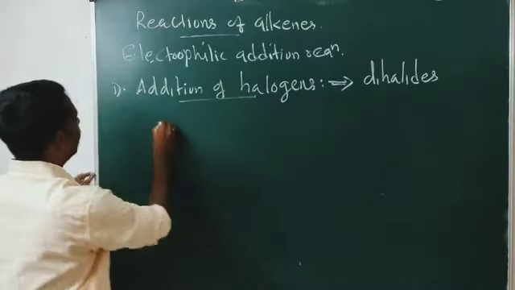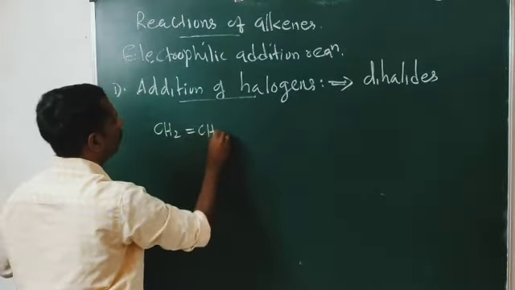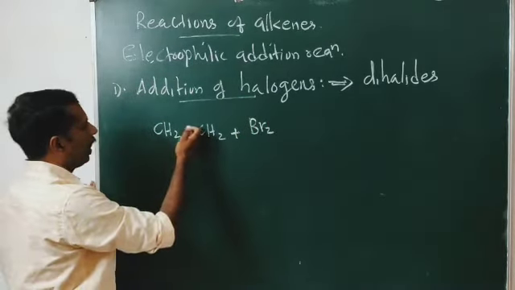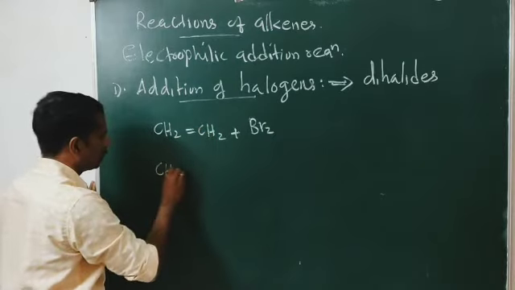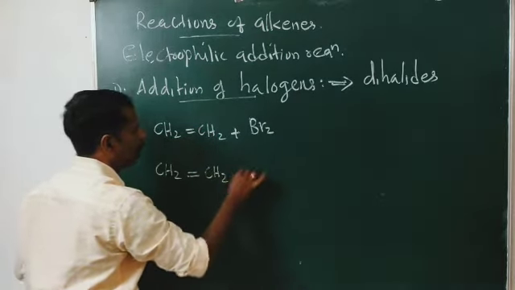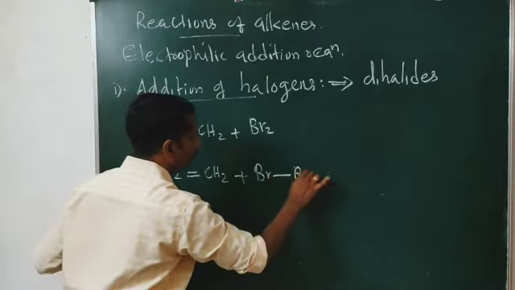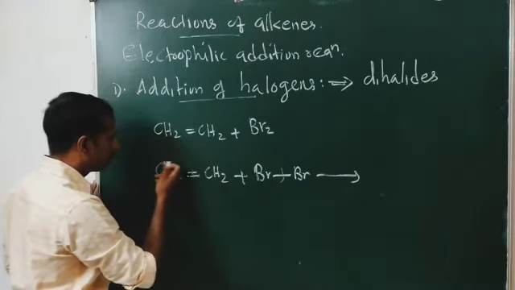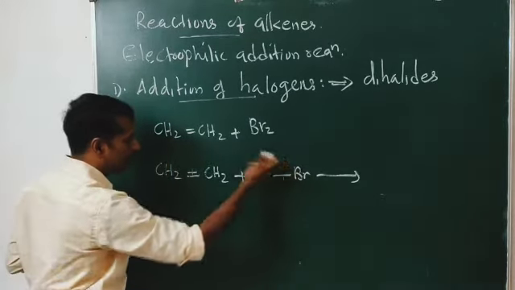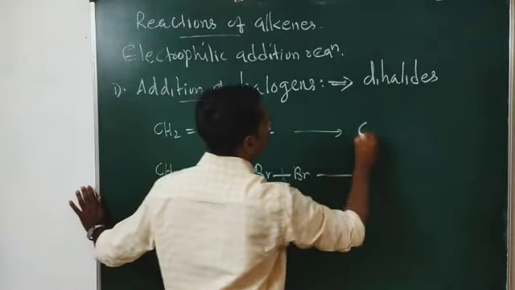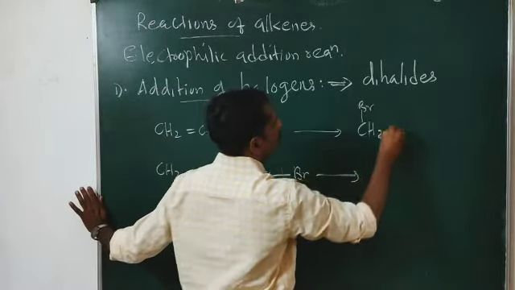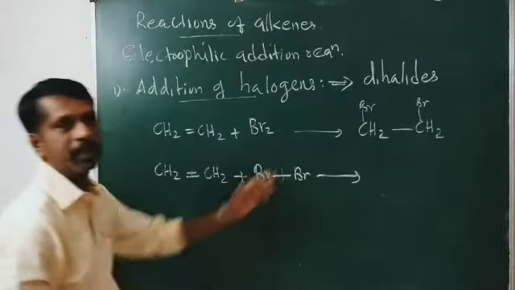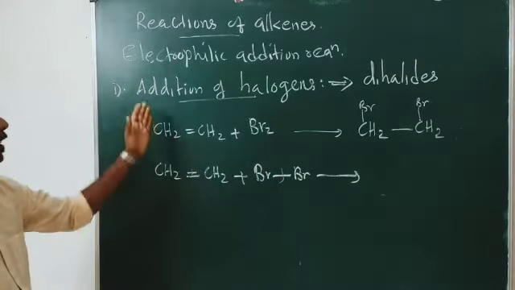Look at here. When an alkene, CH2 double bond CH2, reacts with halogens like Br2, you can see that this bond is breaking, and this bond is breaking. One Br is coming to this carbon and the other Br is coming to this carbon. So we get CH2Br single bond CH2Br. We get vicinal dihalides. You can see that the halogen atoms are on adjacent carbon atoms.